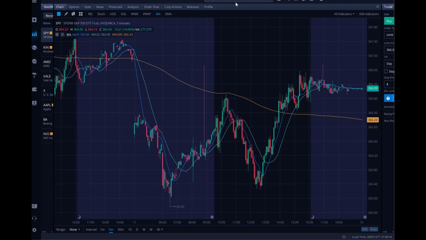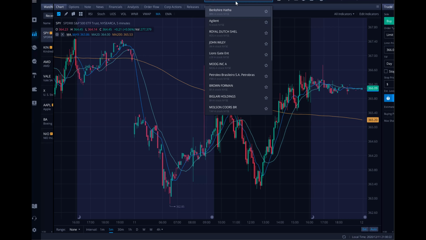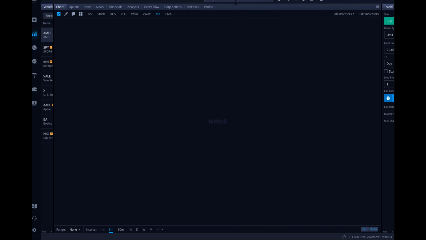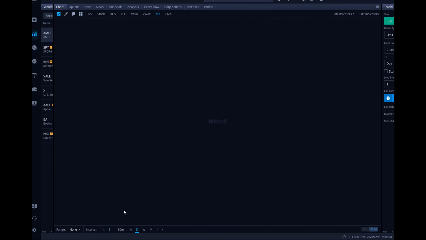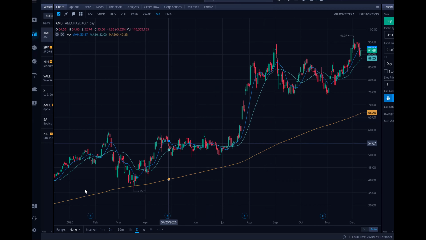And then if we were to look at AMD on the daily, again, you can see how the 200 is kind of this nice sloping trend that goes right with the stock. And then the shorter time frames kind of go right with the stock, where the 20 kind of rides nicely on the bottom of it.